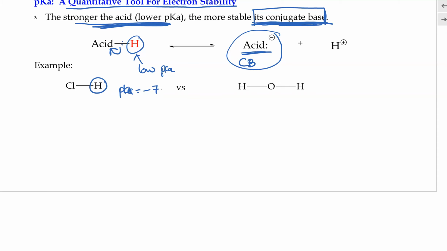This means HCl can give up this proton quite easily. It takes the electrons with it and gives up this hydrogen as a proton, and becomes the following: the chloride and the hydrogen ion. Because this HCl has a low pKa value, this conjugate base would be stable.